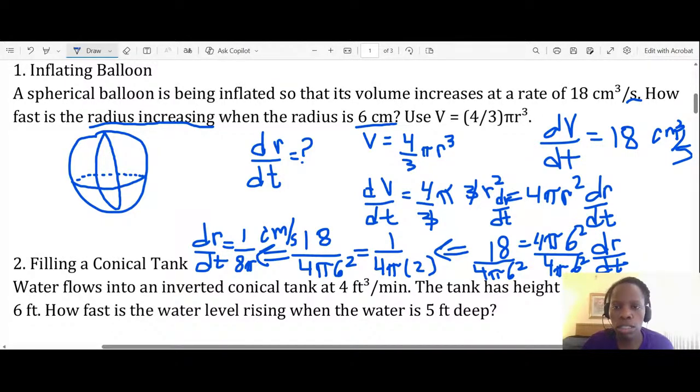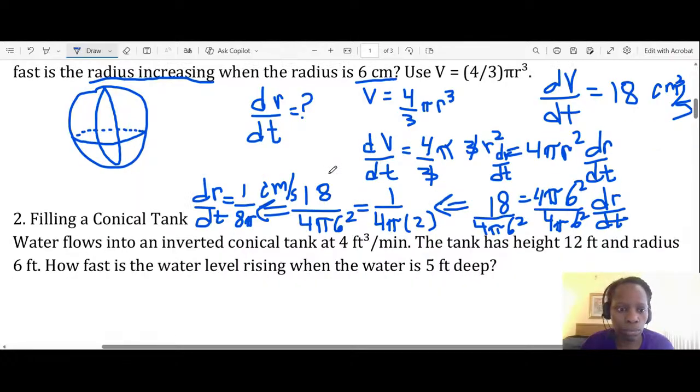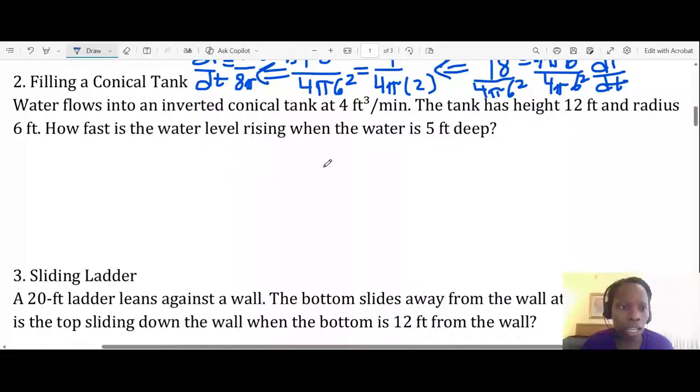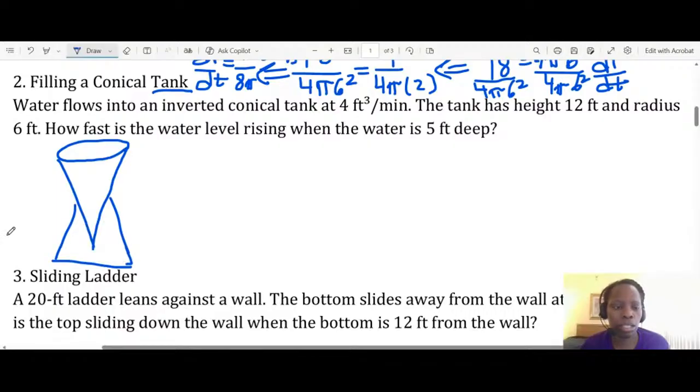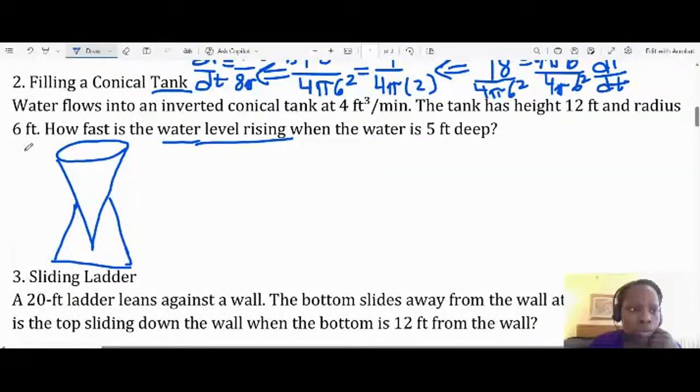Okay, we're going to go on to number 2. Filling a conical tank. So that's like a cone, right? It's a tank. Let's just imagine maybe it's sitting on a base of some sort, and it's holding some water. Water is being poured in.